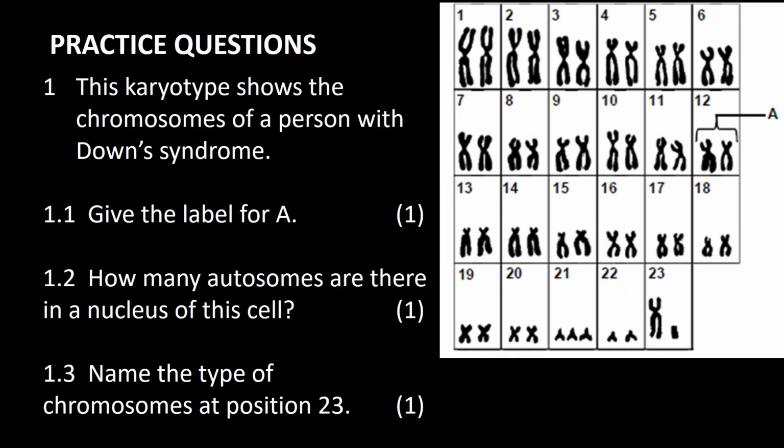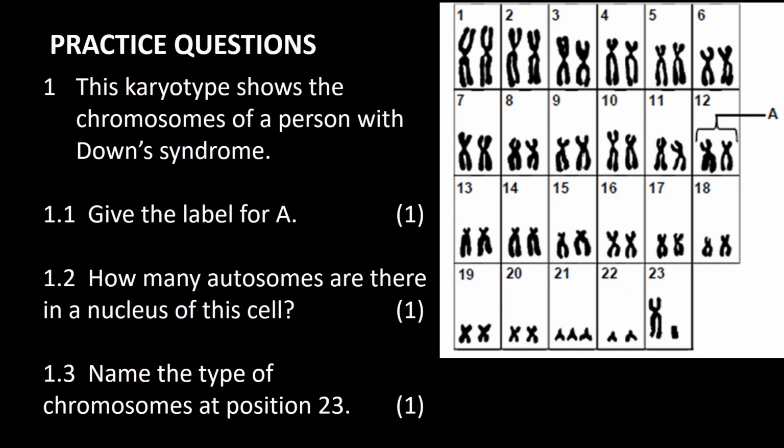Questions are quite often asked on karyotypes and what can go wrong. So let's have a look at this practice question. This shows chromosomes of a person with Down syndrome, and if we have a look there, we can see the 3 chromosomes. All of the other chromosomes are beautifully in their pairs, except for chromosome 23.